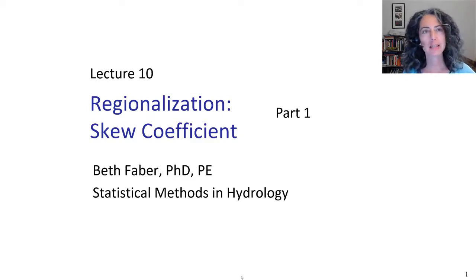This is the 10th lecture in the course on statistical methods in hydrology. In this class, there are going to be three lectures that discuss regionalization. This is the first, regional skew, and then Greg Karlovitz has made videos on the index flood method and on precipitation frequency analysis. So we're going to hit regionalization kind of hard this week.